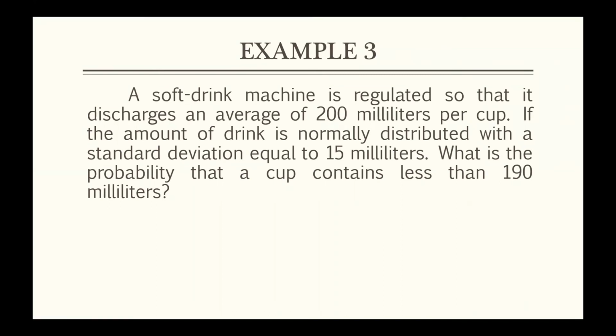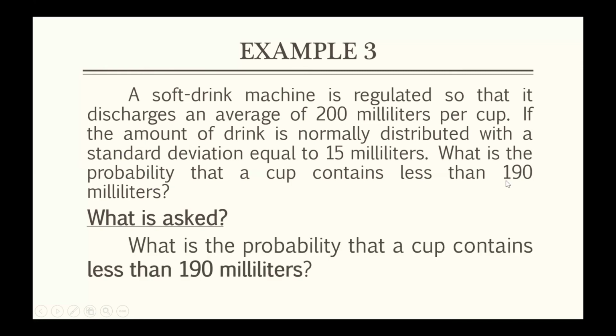Example number 3, a word problem. A soft drink machine is regulated so that it discharges an average of 200 milliliters per cup. If the amount of drink is normally distributed with a standard deviation equal to 15 milliliters, what is the probability that a cup contains less than 190 milliliters? In this problem, we have to identify first what is asked. In here, the unknown is the probability that a cup contains less than 190 milliliters.